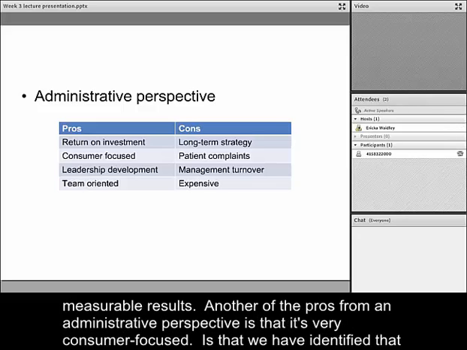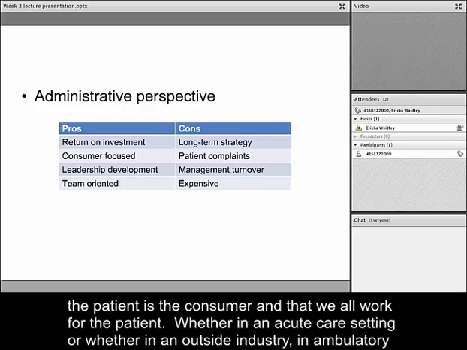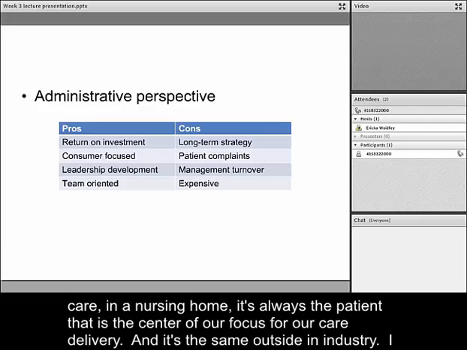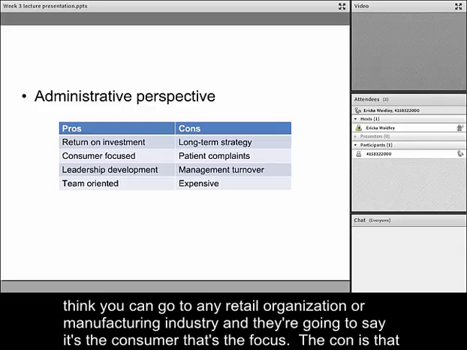Another of the pros from an administrative perspective is that it's very consumer focused. We have identified that the patient is the consumer and that we all work for the patient, whether in an acute care setting or in an outside industry, in ambulatory care, in a nursing home. It's always the patient that is the center of our focus for our care delivery. And it's the same outside in industry. I think you can go to any retail organization or manufacturing industry and they're going to say it's the consumer that's the focus.